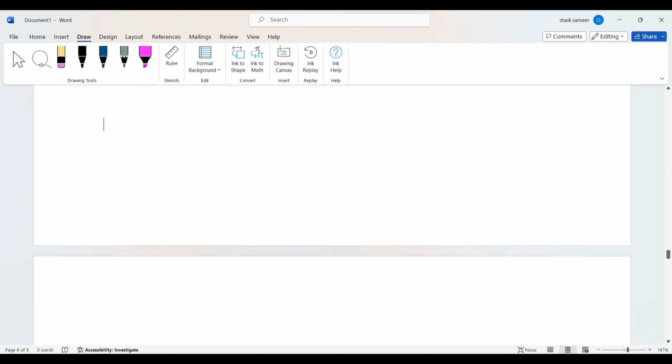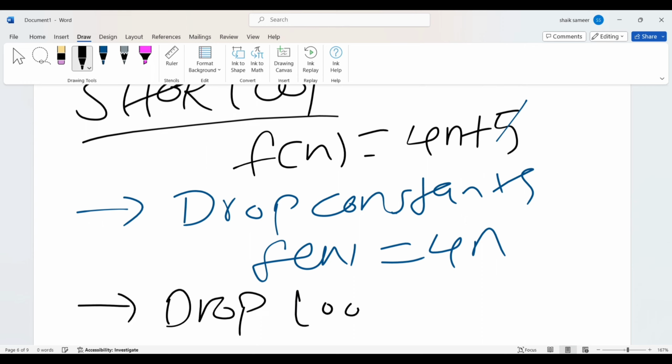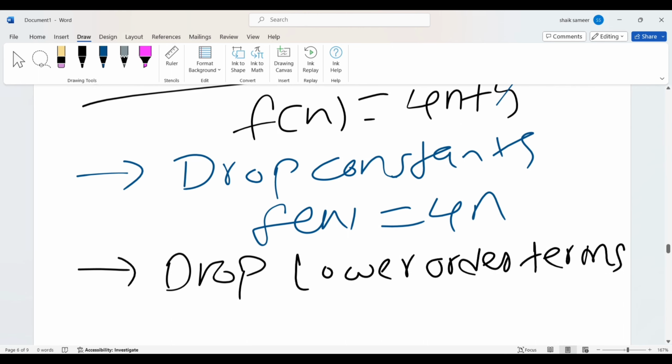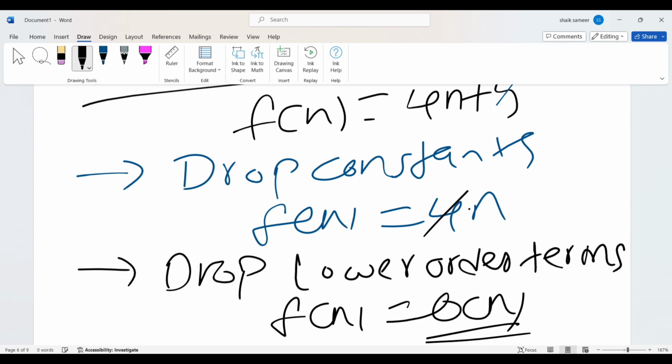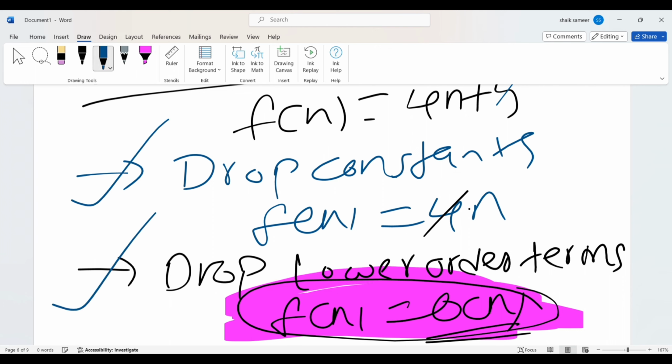Okay. In the second step, drop lower order terms. So if I drop the lower order terms, 4 can be dropped. Now f of n becomes big O of n. This is the final answer. Okay. According to this shortcut method, we have to apply two steps: drop the constants and drop the lower order terms. So you will get the final output. Okay. We have discussed two examples. Two more examples we will discuss in the next video. Thank you.